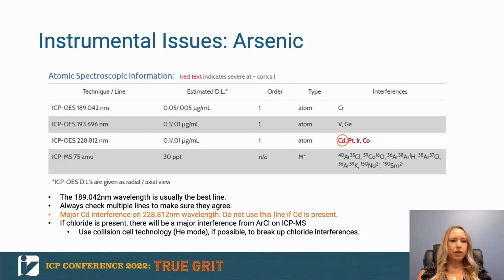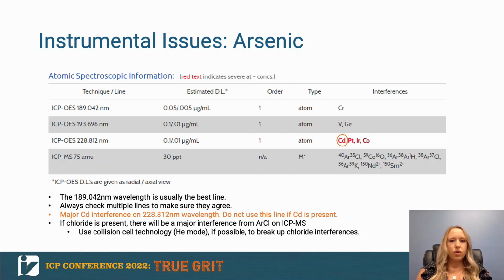One thing I did want to point out here for this presentation in particular, since we're looking at the big four heavy metals, is that there is a major cadmium interference on the 228 wavelength. So if you do have cadmium present, you want to make sure to use a different line for both arsenic and cadmium. Another thing I wanted to point out is that arsenic is monoisotopic, so if you're using ICP mass spec, you only have the 75 mass to look at.